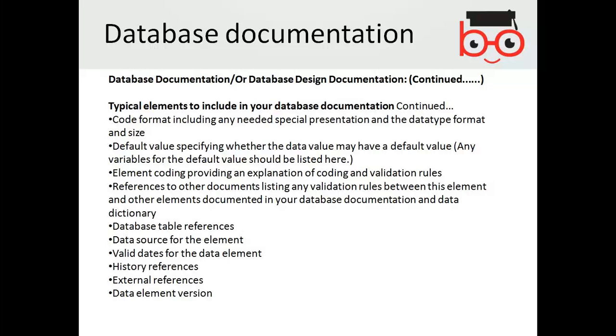Element coding provides an explanation of coding and validation rules. There are a few more things: database table references, where the tables are stored, data source for the element, valid dates for the data element, history references, external references, and data element version. This is a bit more technical. Obviously, the software of a database is used to store the data, but the software itself needs data about data, which is called the metadata.